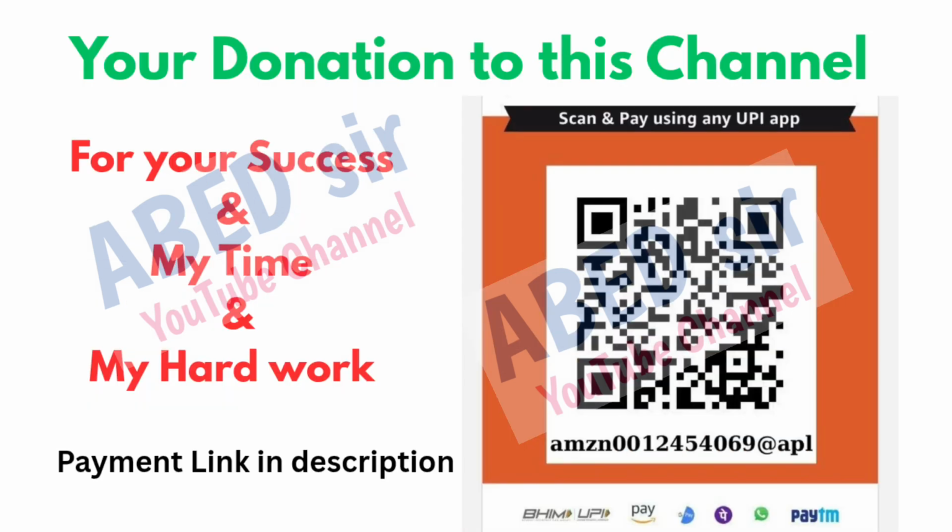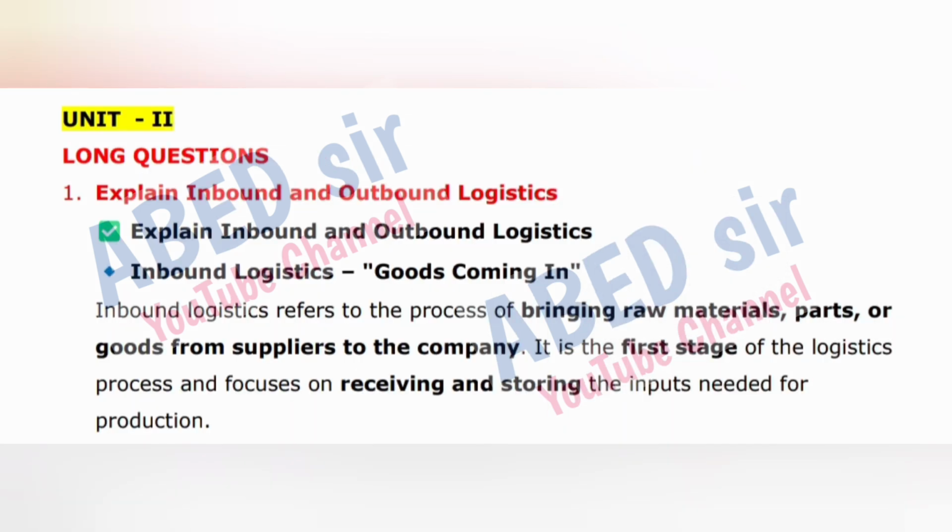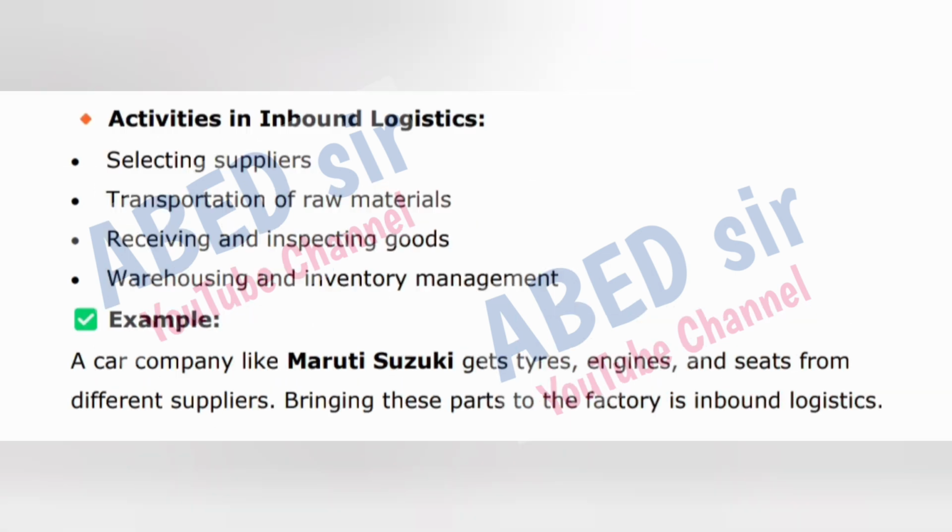Next, Unit 2. Long questions. First important long question is 1. Explain inbound and outbound logistics. Inbound logistics, goods coming in. Inbound logistics refers to the process of bringing raw materials, parts, or goods from suppliers to the company. It is the first stage of the logistics process and focuses on receiving and storing the inputs needed for production.